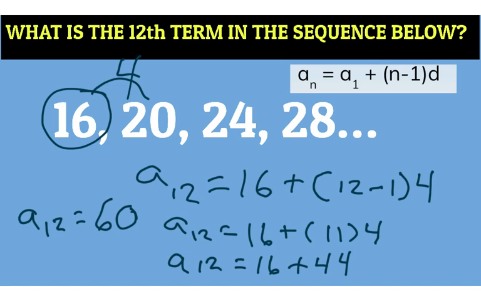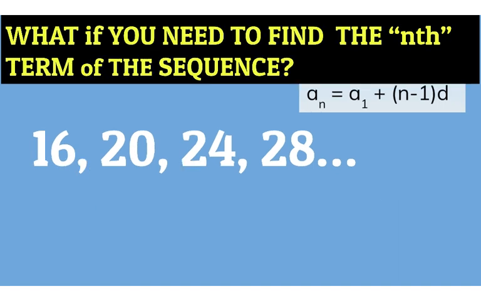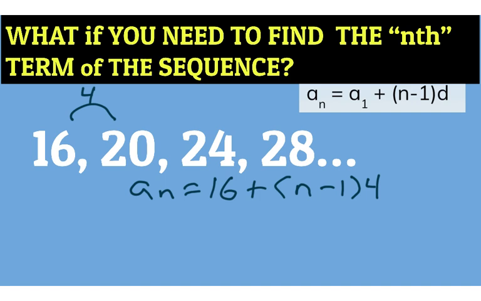Now, what if you're asked to find the nth term? We're still going to use the same formula, except we're going to leave n in the formula instead of replacing it with a number. So once again, we will have An equals A1, the first term, which is 16, plus, we're going to keep the n inside, minus 1. And once again, we know the common difference is 4. So we're going to multiply it by 4, or the D is going to be replaced with 4.